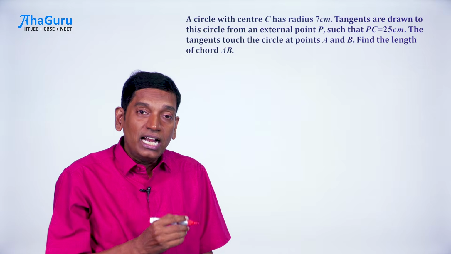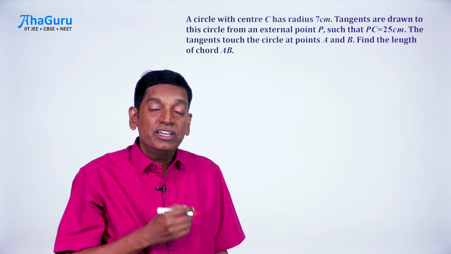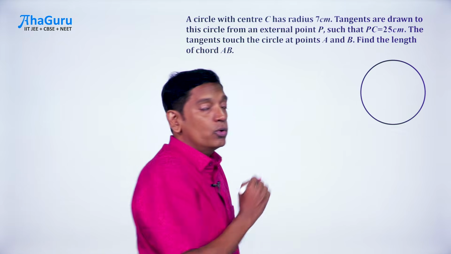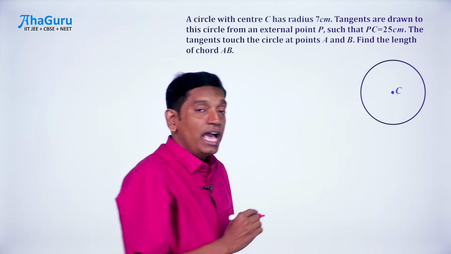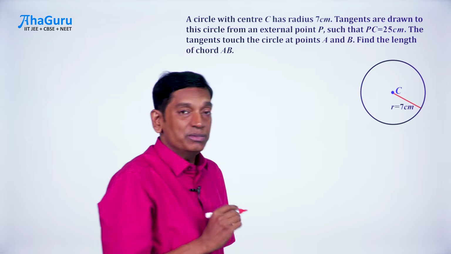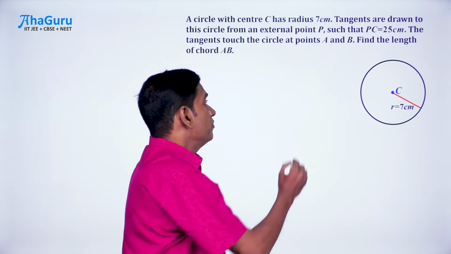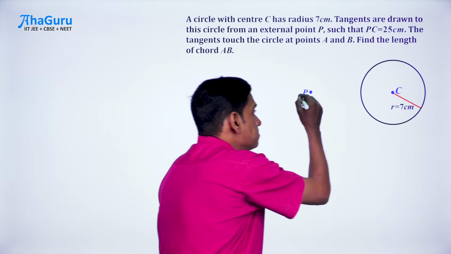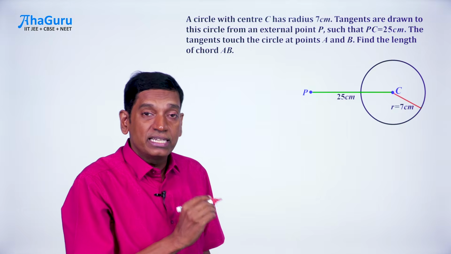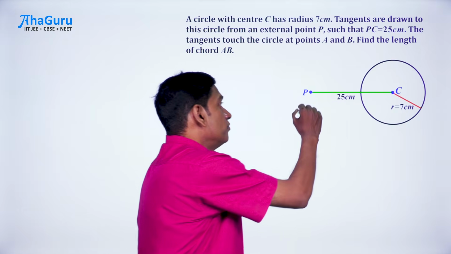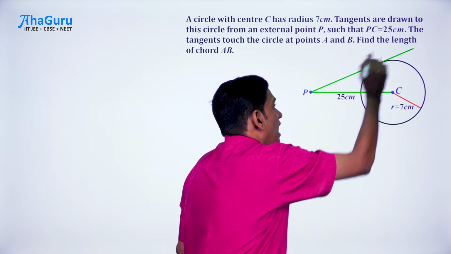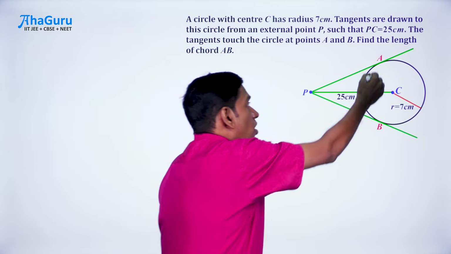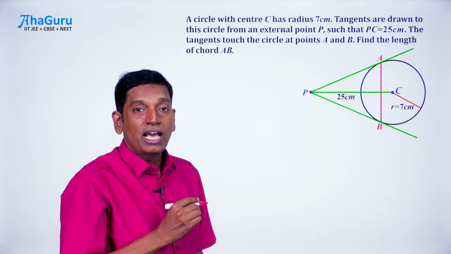Now to start with, let's see what is given in the question. We know that there is a circle whose center is C and whose radius is 7 cm. Now we are given that there is an external point P such that PC is 25 cm. Now we are going to draw tangents PA and PB. And the chord AB's length is what is asked.